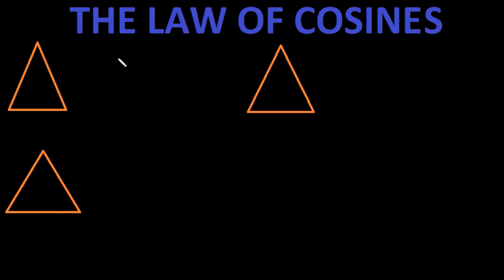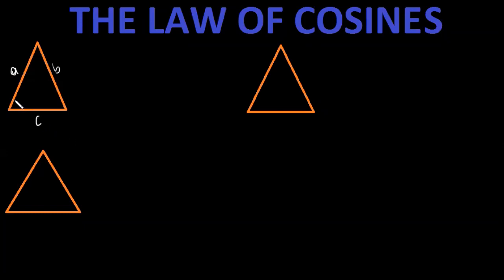Today we are going to be learning the law of cosines. So let me give the information first. What is the law of cosines? And then we are going to solve a few examples. So think about a triangle. Let's say that the lengths are A, B, and C.